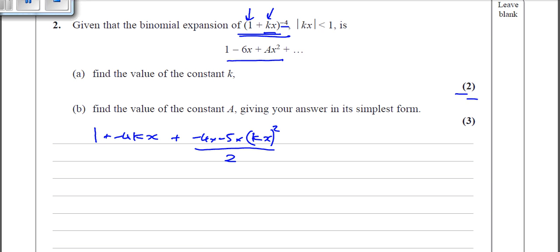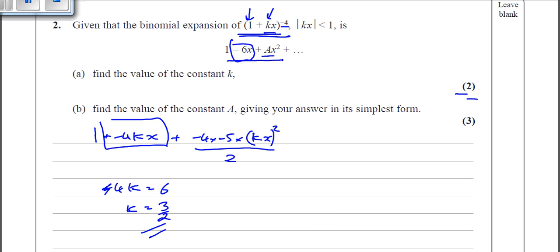Now for the first one, for 2 marks, it says find the value of the constant k. We know that this thing here equals minus 6k. So minus 4k equals 6. So therefore k, in fact no, it should be just 4k because the signs are the same. So 4k equals 6. So k equals 6 over 4, which is 3 over 2, just like the 2015 paper. So k equals 3 over 2.